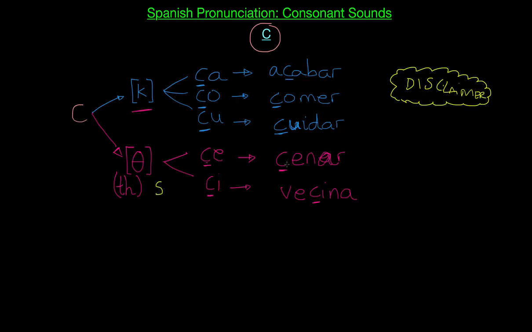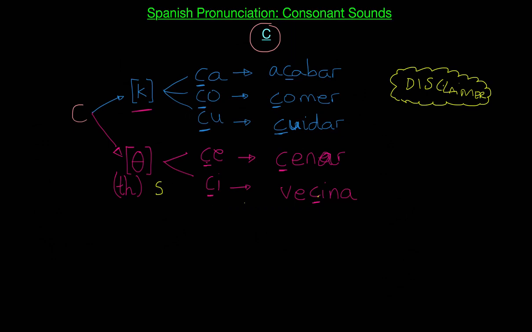So if you hear someone saying cenar with an s instead of a th, or saying vecina with an s, it's perfectly correct as well. It just depends on what variety of Spanish that person is speaking. And if you're learning Spanish with someone who's from Latin America or the Canary Islands, that's what you're going to come across. They're not wrong, it's completely correct. It just depends on where the speaker is from. So this is pretty much it for the pronunciation of the C.